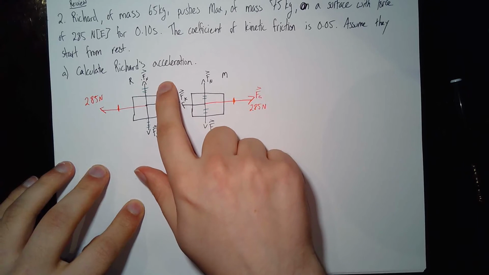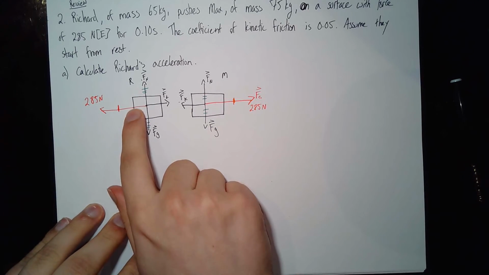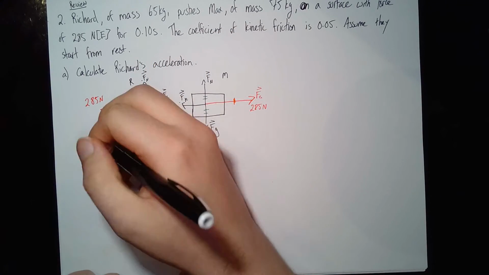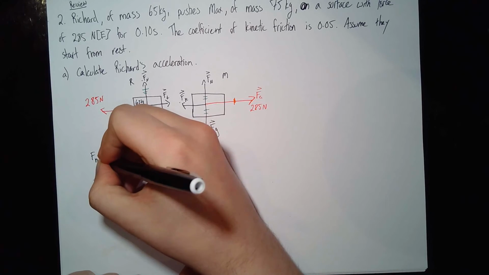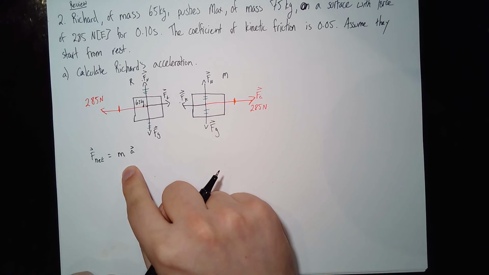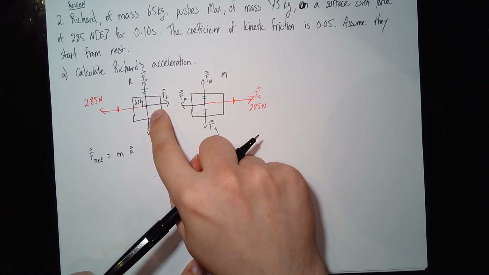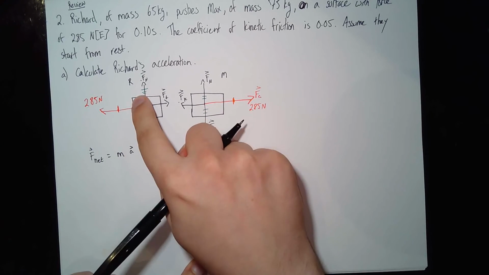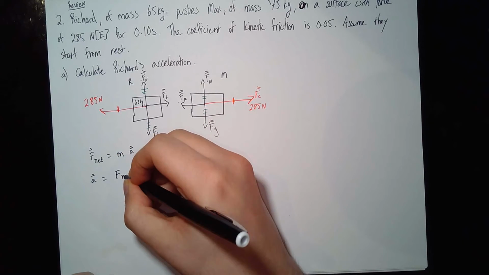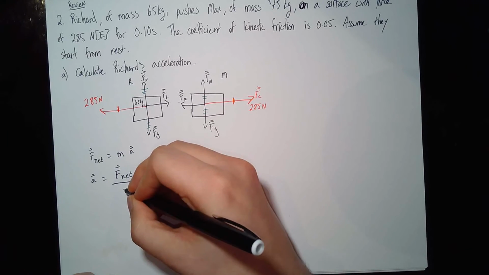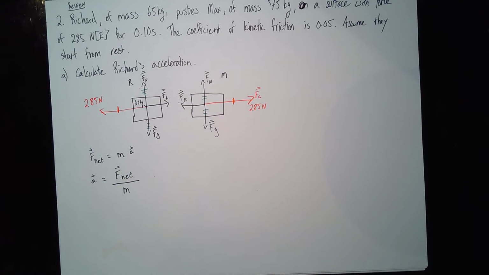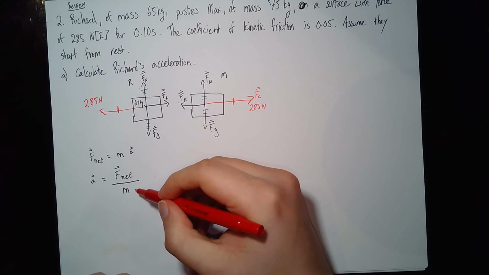We want to calculate Richard's acceleration. And so we're looking at Richard. We know that his mass is 65 kilograms. And so we know that in order to find his acceleration, we're going to have to end up using Newton's second law, right? The acceleration of Richard is going to be equal to the net force acting on Richard divided by his mass. So let's write that equation out, right? Our last calculation is going to be the net force acting on Richard divided by his mass. All right, and right off the bat, we know his mass is 65 kilograms.